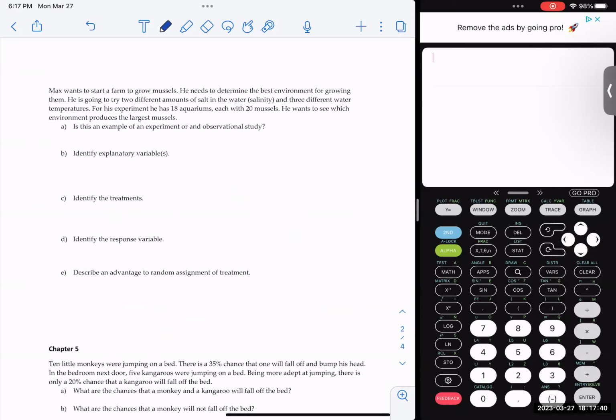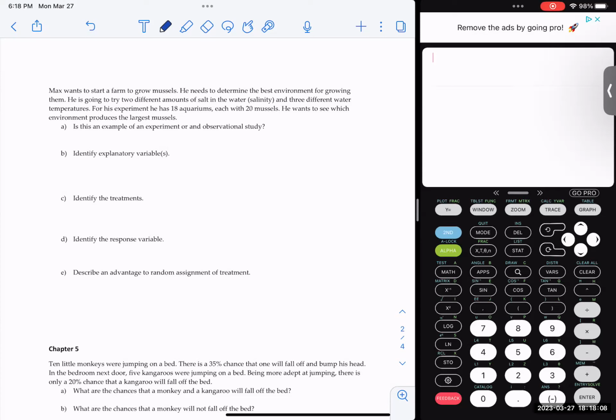All right, good. Let's talk about this next one. Max wants to start a farm to grow mussels, as you do. He needs to determine the best environment for growing them. He's going to try 2 different amounts of salt in the water, so he's changing the salinity, and 3 different water temperatures. For his experiment, he has 18 aquariums, each with 20 mussels. He wants to see which environment produces the largest mussels. Is this an example of an experiment or an observational study?